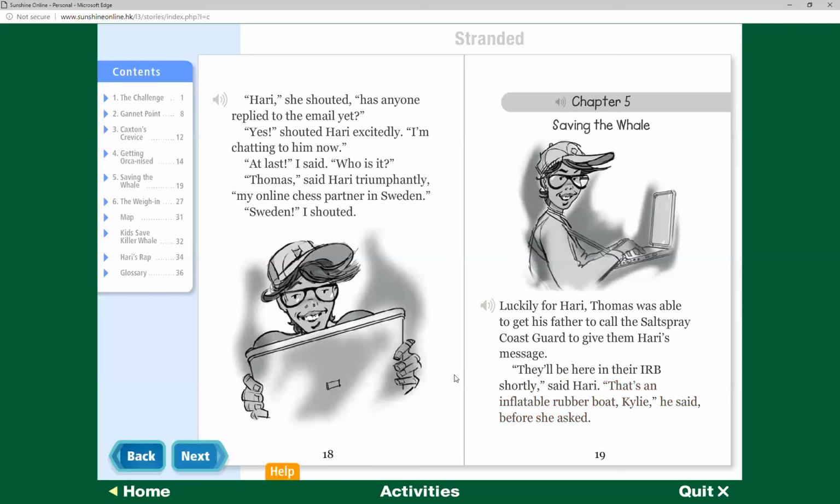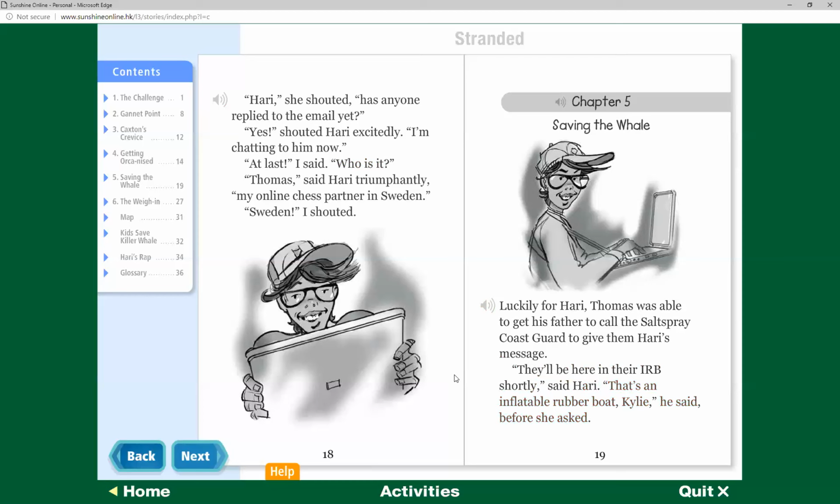"I've got an idea," I said. "Everybody stand beside the whale, and Harry can take a photo with his webcam. That will give Ocean World an idea of its size." I used the $2 fishing rod to get us all in a line beside the whale. Harry snapped the photo and emailed it to Ocean World.